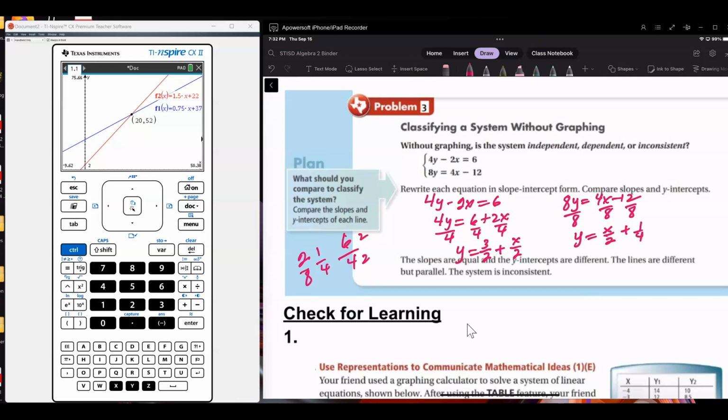Now you notice, without us graphing, that the slope is 1/2 and this slope is 1/2. So the two lines have the same slope. So that means that these two lines will never intersect and there will never be a solution. Okay.